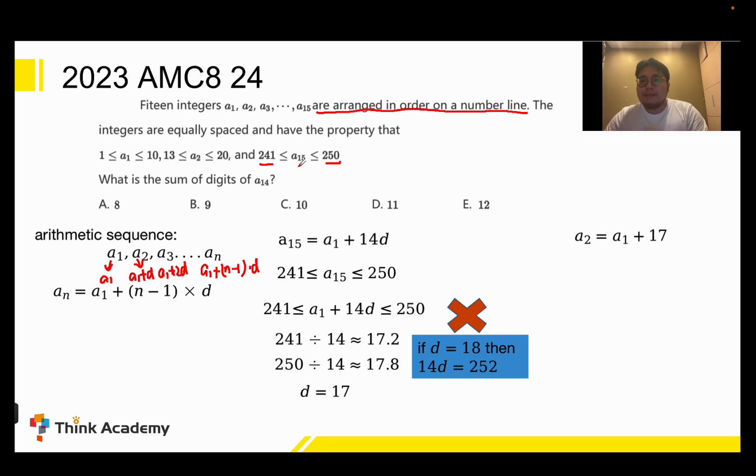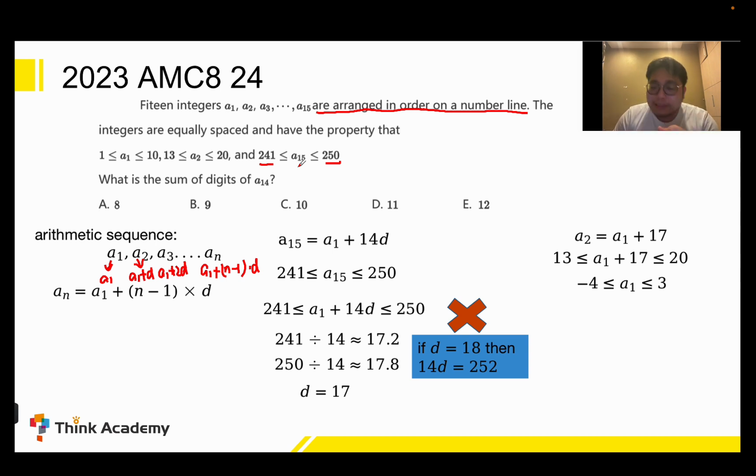So we can rewrite a2 as a1 plus 17. We know the range of a2: a1 plus 17 is bigger than or equal to 13 and smaller than or equal to 20. Of course, subtract 17 from both sides. So a1's range is from -4 to 3. a1 cannot be negative, so actually a1 is bigger than 1 and smaller than or equal to 3.